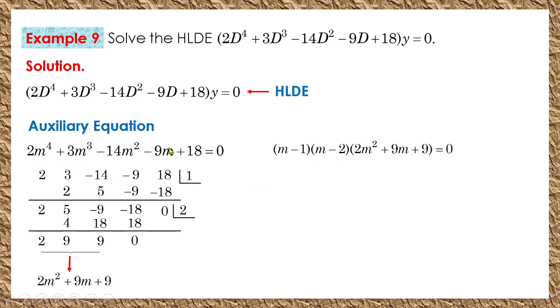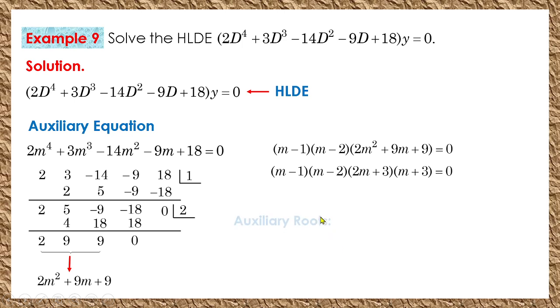If 2 is a root, when you substitute 2 there, the left side will become 0. If it becomes 0, 2 is a root. So, m minus 1 and m minus 2 are factors because 1 and 2 are roots. The other factor is 2m squared plus 9m plus 9. Okay? And this is still factorable into 2m plus 3, m plus 3. You just check: 3m, 6m, 9m. 3 times 3, 9. 2 times 1 is 2.